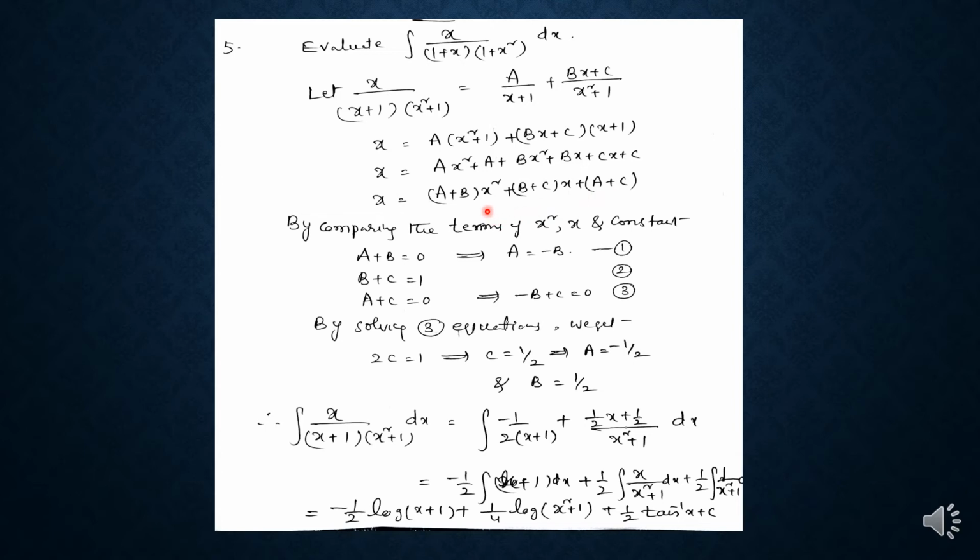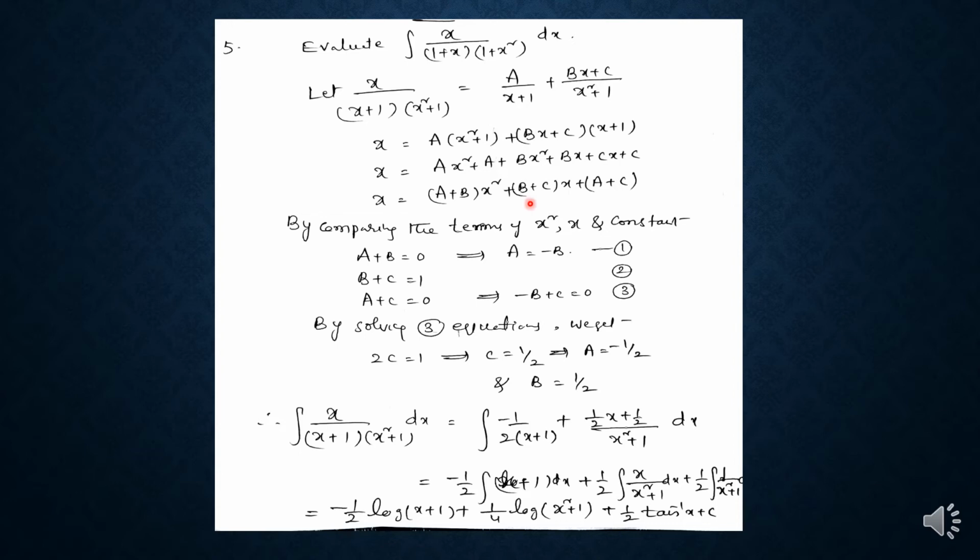So to get the values of a, b and c here, by comparing the coefficients of the x square term, x term and the constants on both sides, we will get some equations in a, b and c. By solving these equations, we will get the values of a, b and c. So here, by comparing the coefficients of x square terms on both sides, on the right hand side the coefficient of x square term is a plus b. In the left hand side, there is no x square term, so we are taking it as 0. So a plus b is equal to 0, that is the first equation.